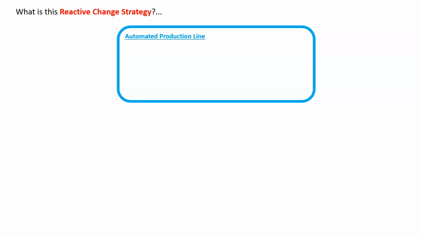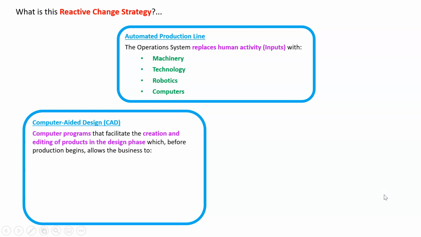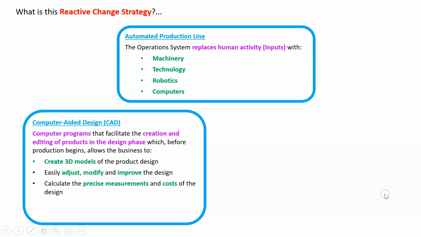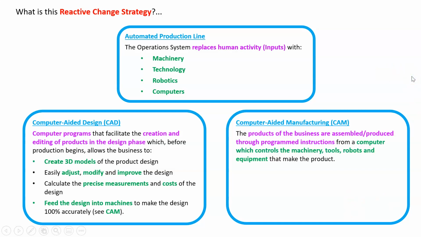And in particular, we looked at a few things. Let's just focus on three key ones. Automated production lines, that's where we replace human activity or inputs with machinery, technology, robotics, computers, equipment, etc. We could also use computer-aided design. That is where we will design the product on a computer instead of by hand, so we can create 3D models, easily adjust that model and come up with precise measurements, and then we can feed that into a computer, and that was called computer-aided manufacturing, which was our third operation strategy. And that was where the products of the business are assembled or produced through programmed instructions. The human is still involved, but they program the instructions into a robot, for example, and the robot makes the product. So they're the things we were talking about.